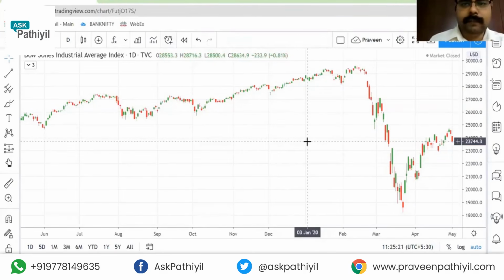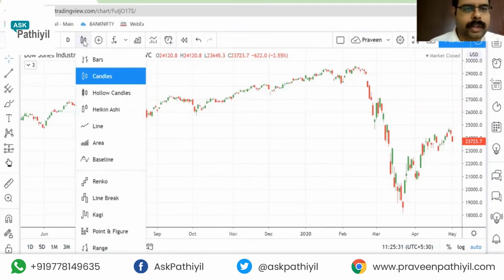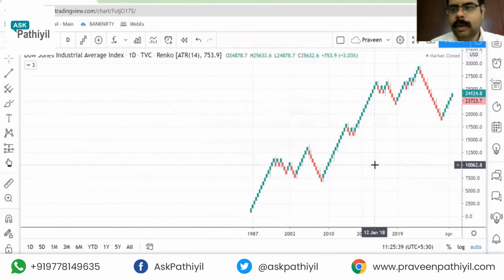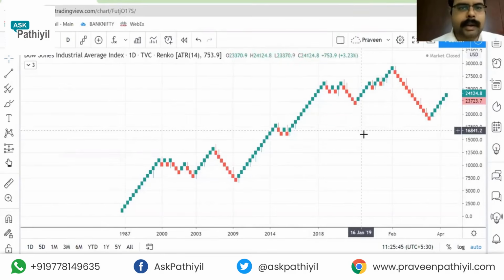In this particular chart, the first thing that we need to do is, this is a default chart setting that comes along with this particular platform. We are changing the charts, the normal candles, to that of the Renko charting. Here you go. So we have converted the normal candles into that of the Renko candles. This is by default.